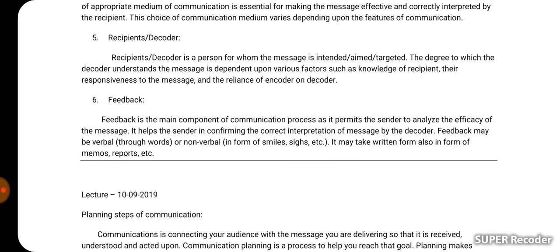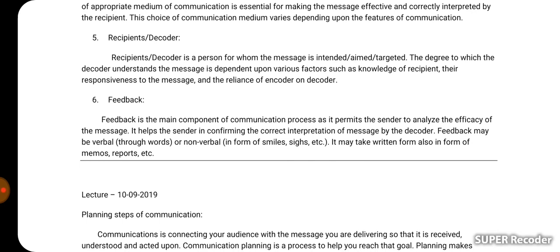The sixth one is feedback. Feedback is the main component of communication process as it permits the sender to analyze the efficacy of the message. The sender delivers something, he encodes something, the recipient receives the message and decodes that message, and then in response he sends something to the sender, and he also encodes something for the decoding of the sender. It helps the sender in confirming the correct interpretation of message by the decoder.